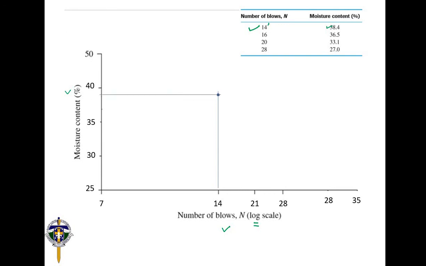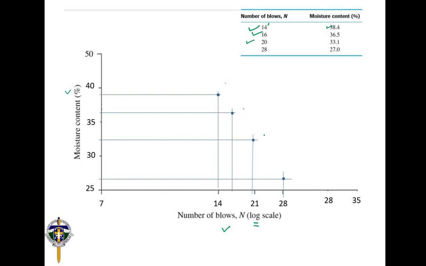So that is sample 1. Next is when n is equal to 16, moisture content is 36.5. That's the second sample. And then third, when n is equal to 20, moisture content is 33.1. And then finally, when n is equal to 28, moisture content is 27.0. So you have plotted the 4 samples, or the 4 trials, that were obtained in the laboratory. The next step is to draw your flow curve by connecting the points together. So this is now your flow curve.